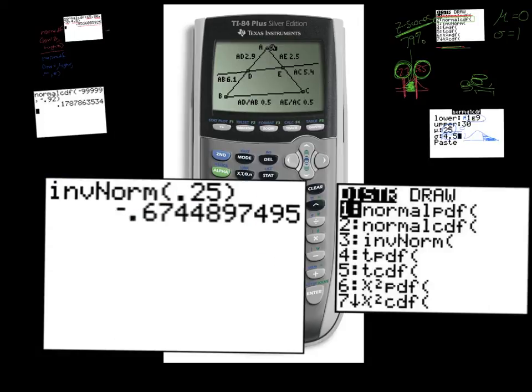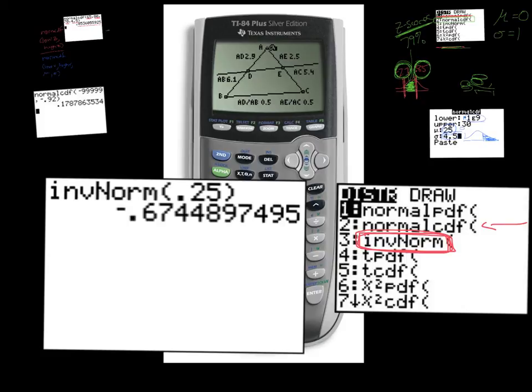Okay, now another thing to look at in this distribution function, which is second vars, and we will use right now, is this one. Inverse norm is what this says. Inverse norm is when you know the area and you need the corresponding z-score. So now it's kind of the backwards. When it's normal CDF, you knew the z-scores and you needed to find the area underneath. Now in inverse norm, you know the area. Now you want to know the z-score that matches it.